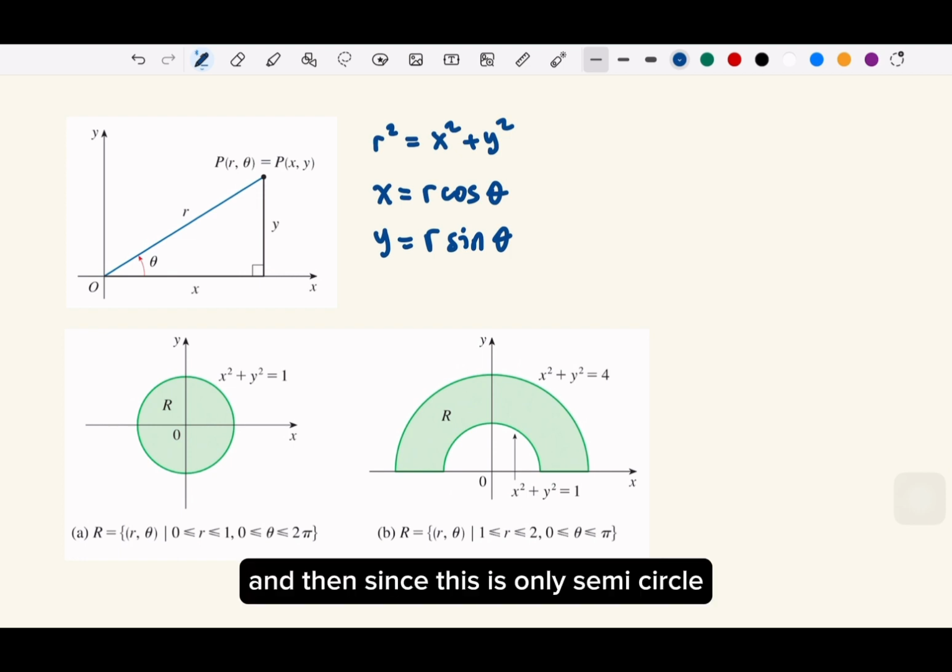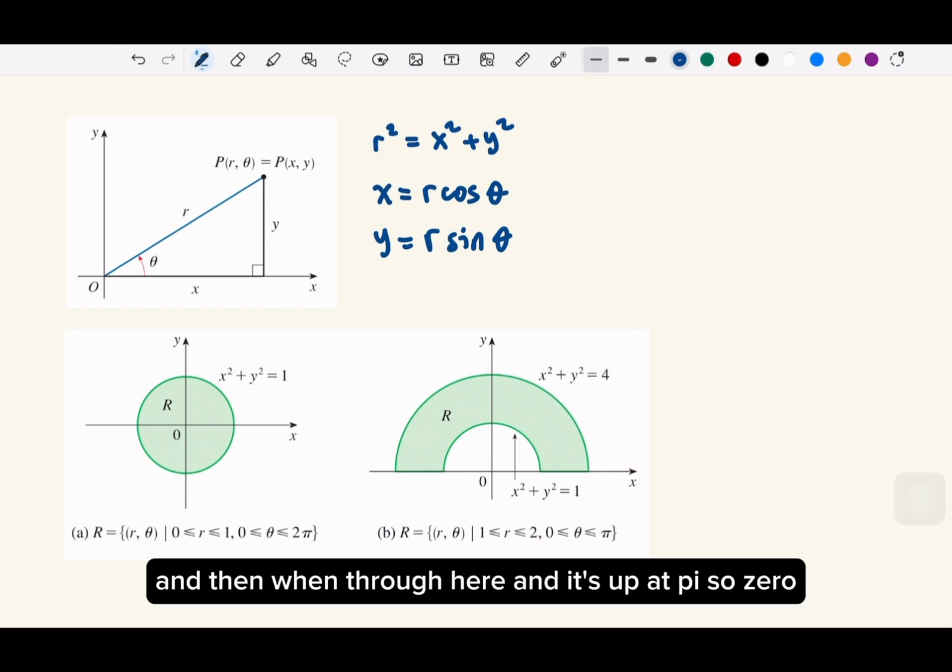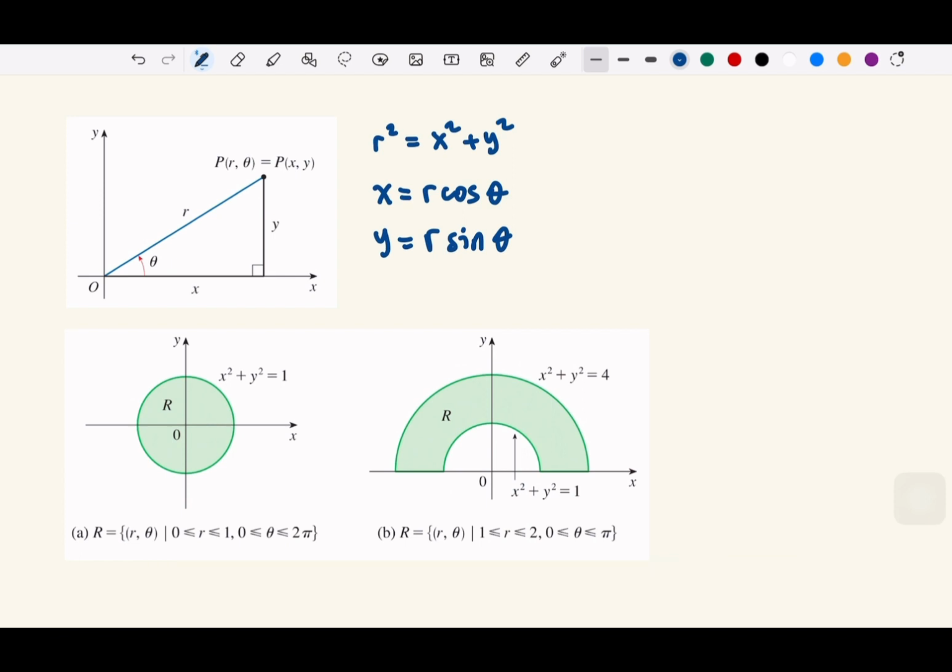And then since this is only a semicircle, not the full circle, we could think that it starts from 0, goes through here, and stops at pi. So 0 less than theta less than pi. Okay, I think it should be okay from that.